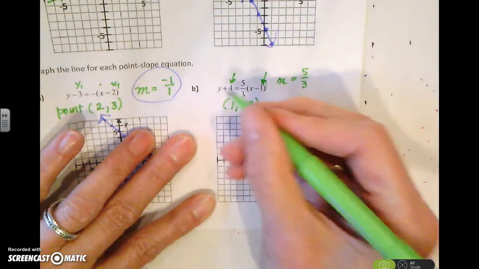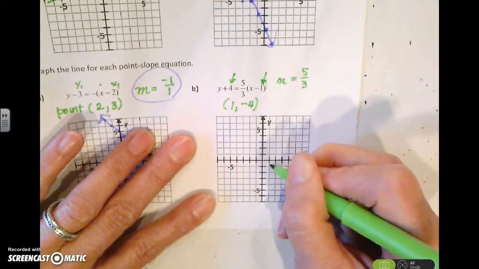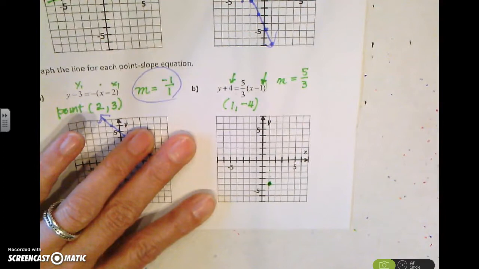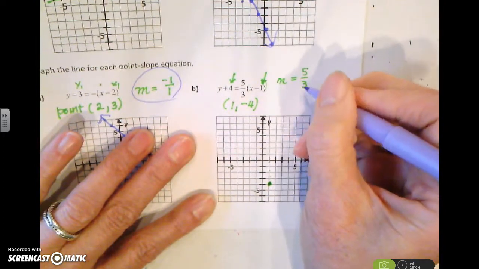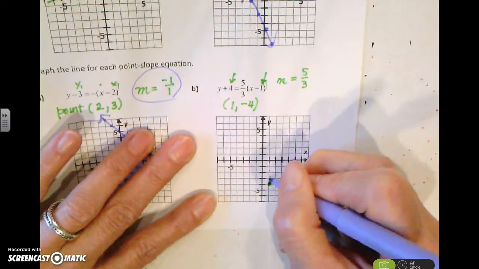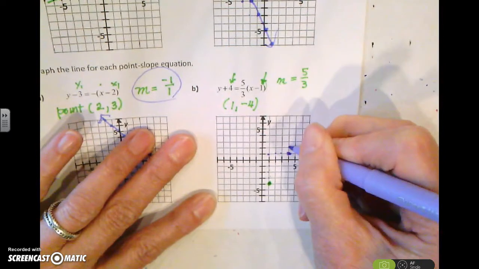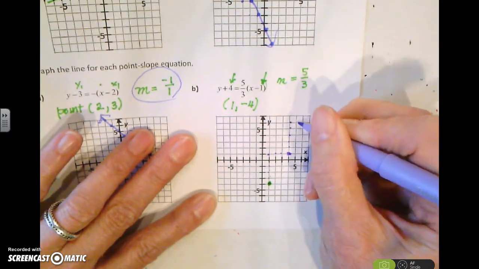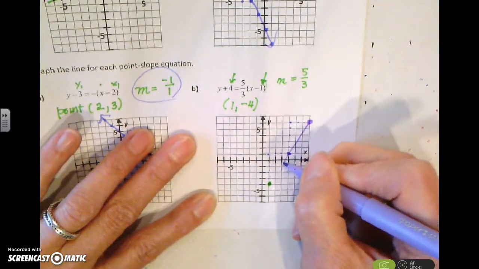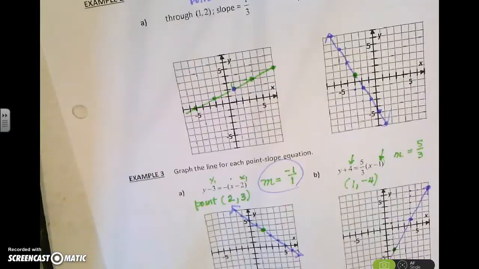So I'm going to graph my point first. So here's my point: 1, and then 1, 2, 3, negative 4, which plots right here. And then I'm going to use my slope, which is 5/3. So I'm going to rise up 5 and run over 3. So up 1, 2, 3, 4, 5, run 1, 2, 3, and again up 5, run 3. And I can't go backwards any, so the graph's not big enough. And so there we have that line.